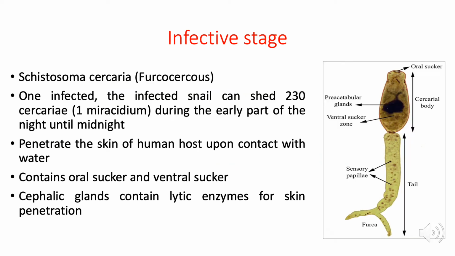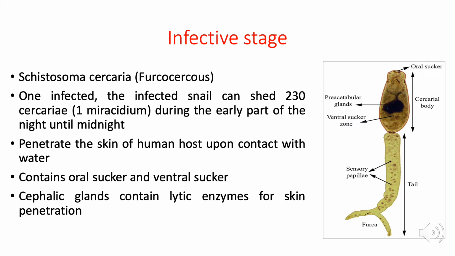The infective stage of Schistosoma is the Cercaria stage, and it is described to be Furcocercous because it has a forked tail. And this stage will emerge out from the infected snail. Do you know that an infected snail can produce 230 Cercariae from one miracidium? But if the snail is infected by multiple miracidia, the possible number of Cercariae that can be shed from that particular snail is up to 280. This stage of the parasite penetrates the skin of the susceptible human host.